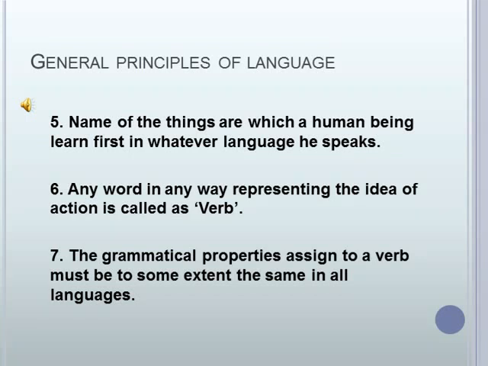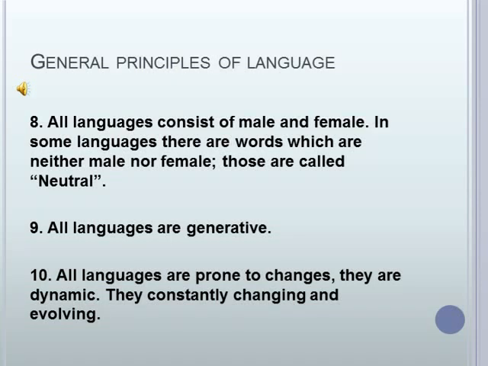5. Names of things are what a human being learns first in whatever language he speaks. 6. Any word in any way representing the idea of action is called a verb. 7. The grammatical properties assigned to a verb must be to some extent the same in all languages. 8. All languages consist of male and female. In some languages there are some words which are neither male nor female. Those are called neutral.